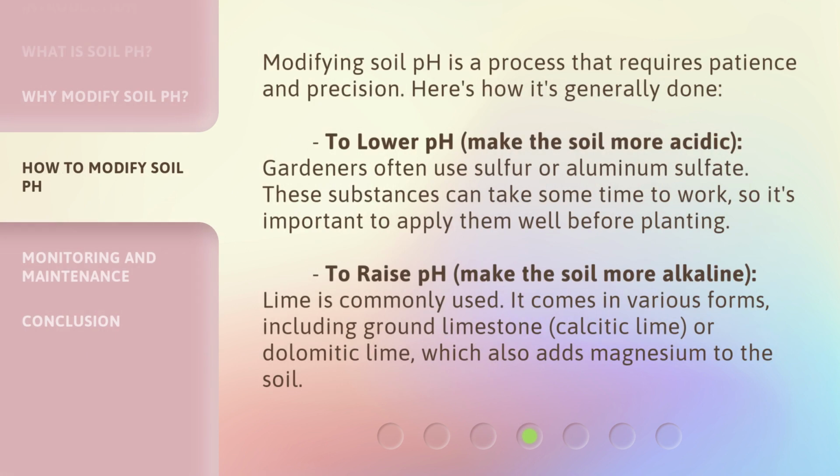Modifying soil pH is a process that requires patience and precision. Here's how it's generally done. To lower pH, make the soil more acidic, gardeners often use sulfur or aluminum sulfate. These substances can take some time to work, so it's important to apply them well before planting. To raise pH, make the soil more alkaline, lime is commonly used. It comes in various forms, including ground limestone, calcitic lime, or dolomitic lime, which also adds magnesium to the soil.